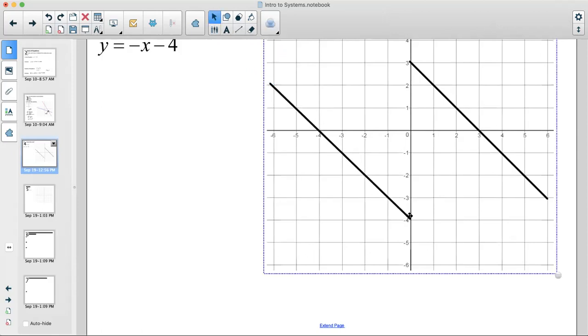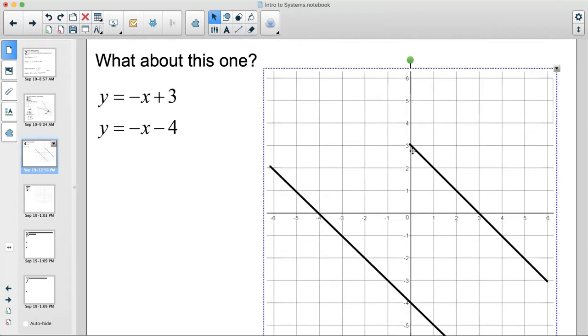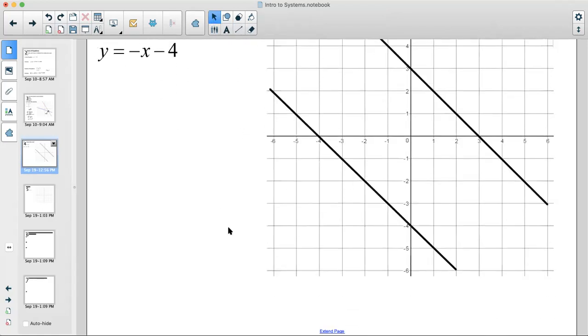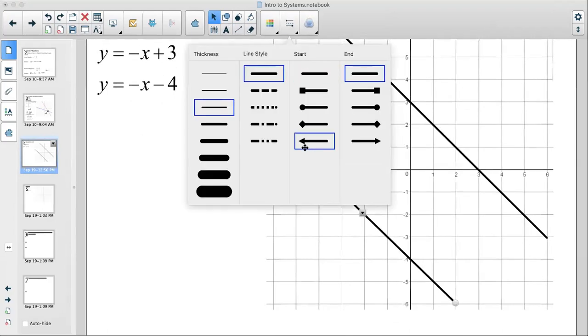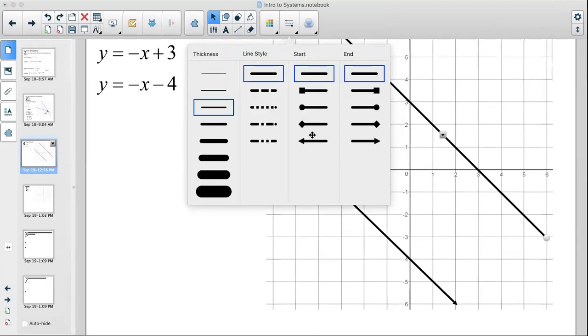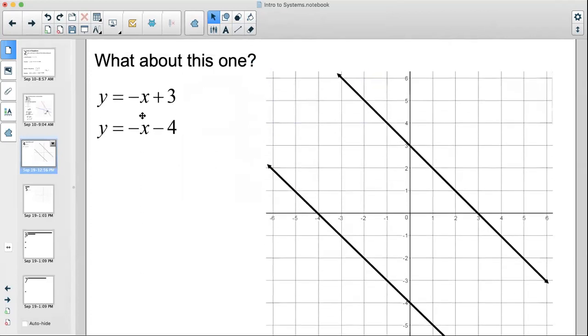And just for the sake of being complete, I will extend these lines to the edges of the graph, which is something you should do. And I get these two lines, and you can see these things are never going to intersect. They have the same slope. And so what that means for us is that this system has no solutions, meaning there is no pair of x and y that makes both of these equations true. That's what I mean when I say a solution.